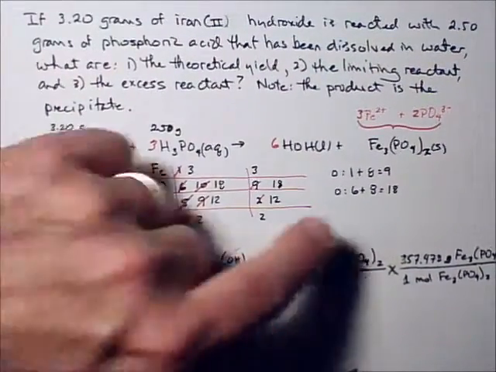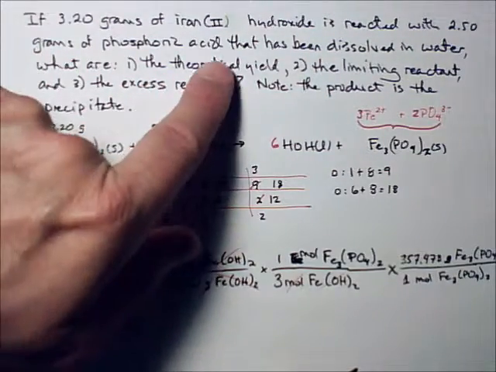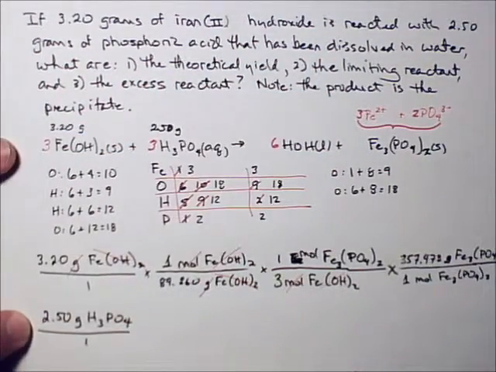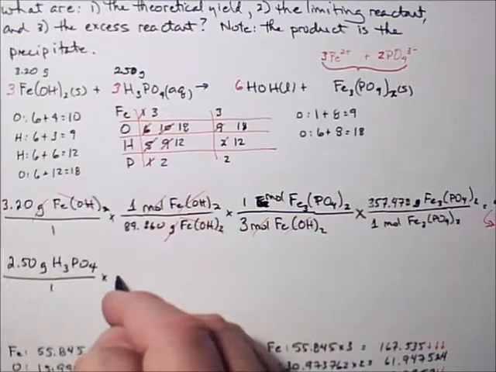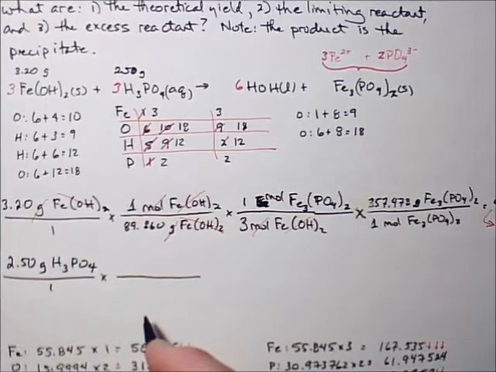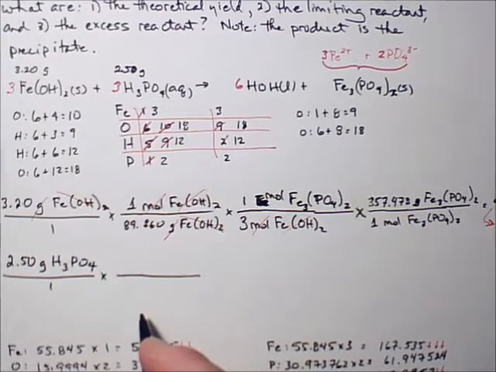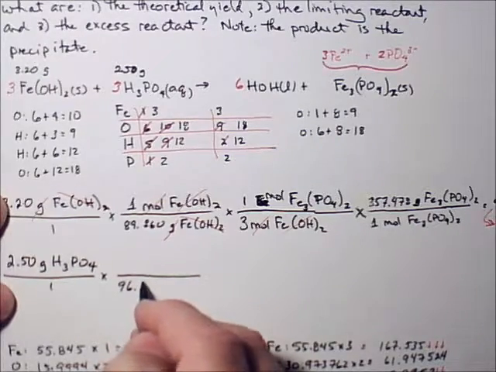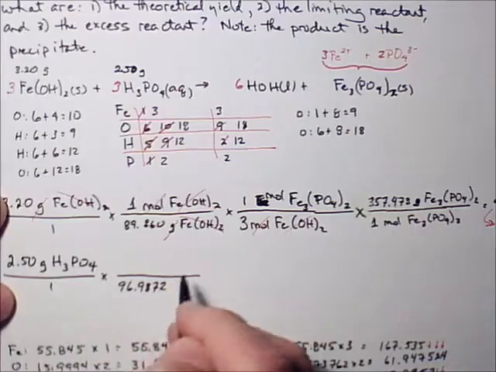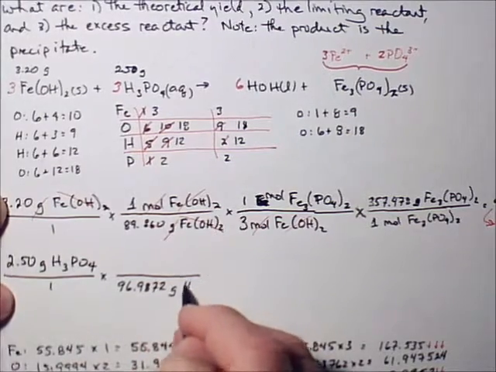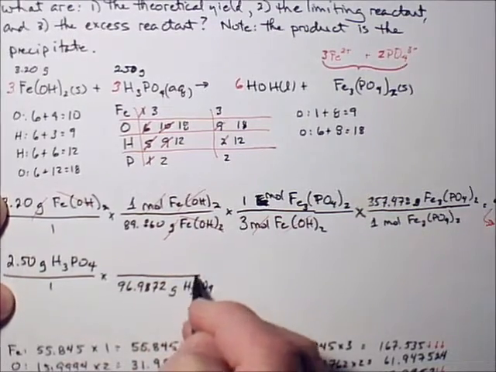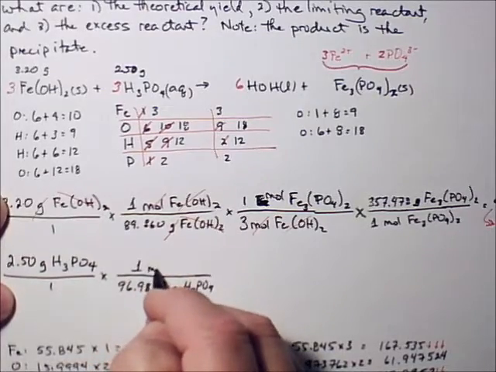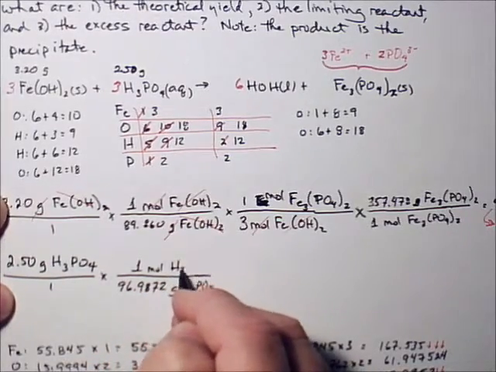We had 2.50 grams of phosphoric acid. That's what we're going to start with here. We've got to find the molar mass of phosphoric acid and build a conversion unit. For time, I'm going to go ahead and give it to you. The molar mass of phosphoric acid: 96.9872 grams of phosphoric acid equals 1 mole of phosphoric acid.